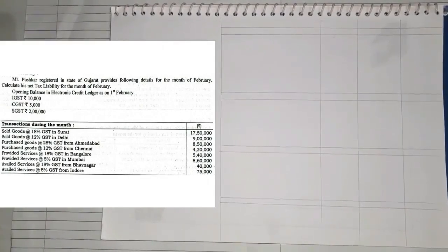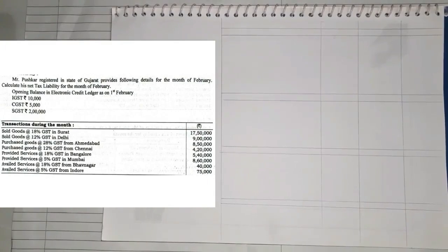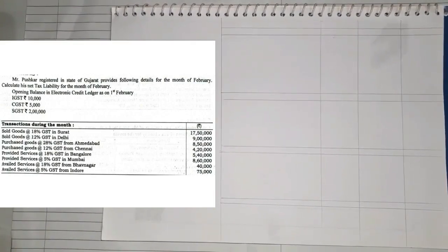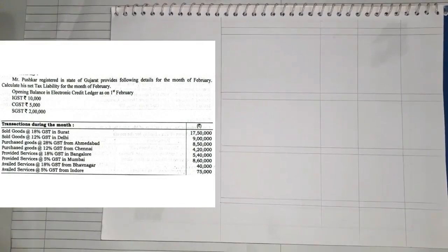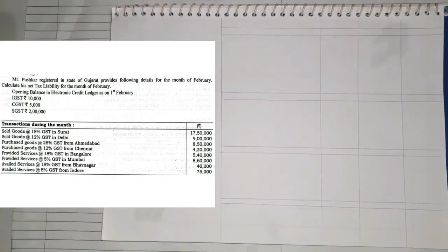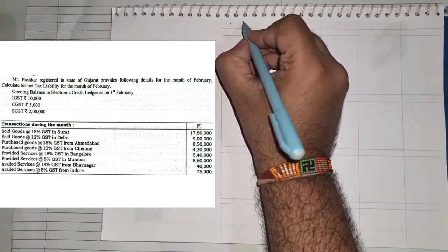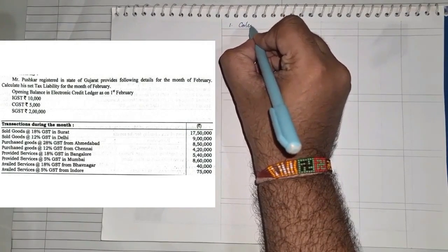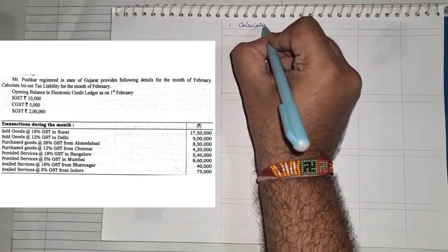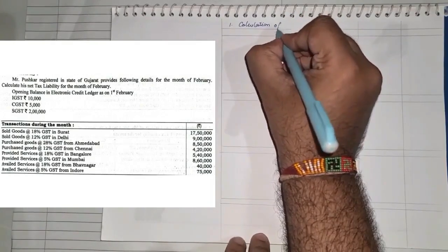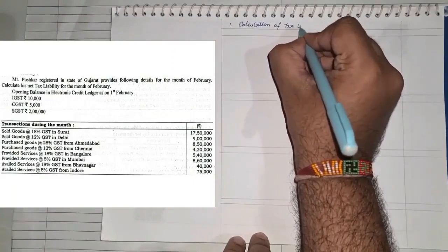The opening balance in the electronic credit ledger has been given to us as IGST, CGST and SGST. And thereafter they have given us many transactions. We have sold goods at 18%, sold goods at 12%, purchased goods, provided goods and availed services. So now again, in the same way, we will start with our sum. Step number 1, the heading for the first thing will always be calculation of tax liability.